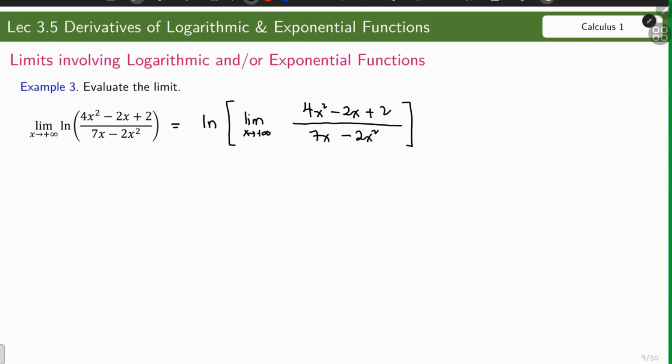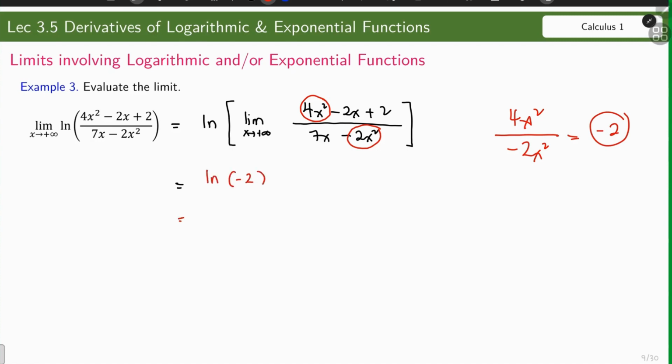So recall from limits at infinity, kapag meron tayong ganyan, titignan natin yung highest powered variable sa numerator and denominator. Okay, we have here 4x squared and then over negative 2x squared. So actually, kahit ito na lang yung tignan natin, pag pinag-divide natin to, it becomes negative 2. Isn't it? Here we have the ln of negative 2.